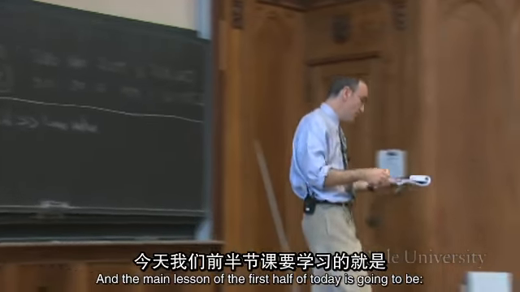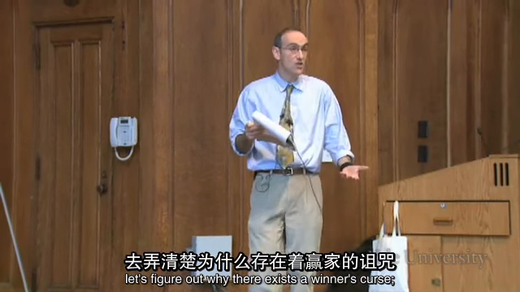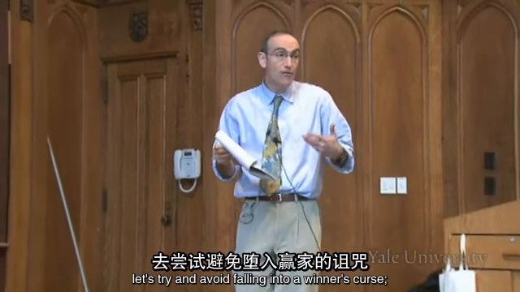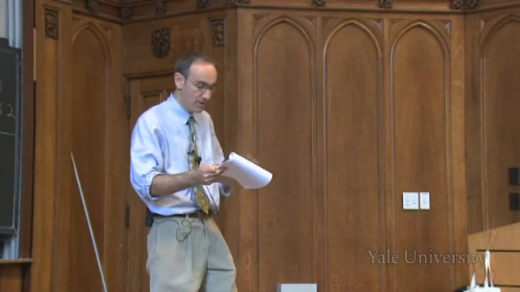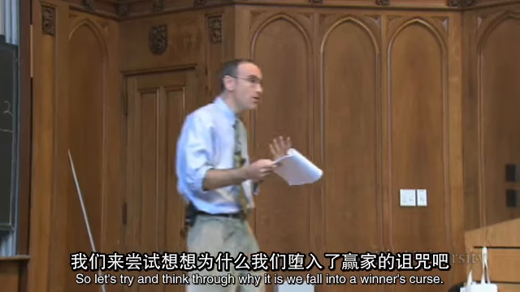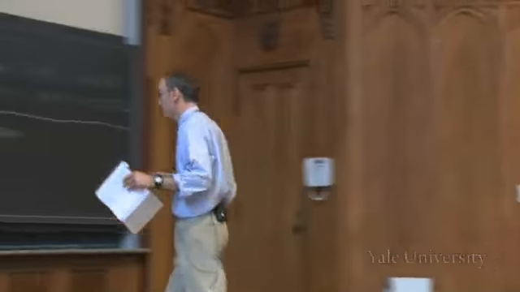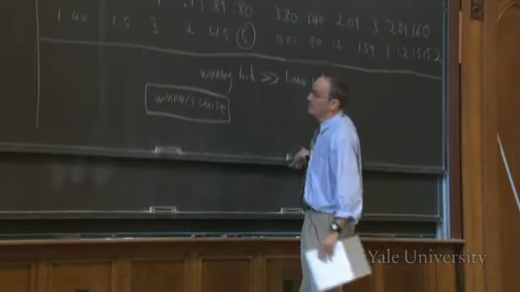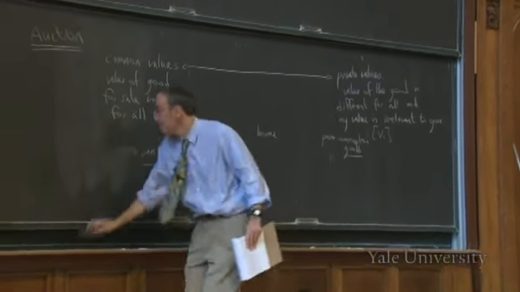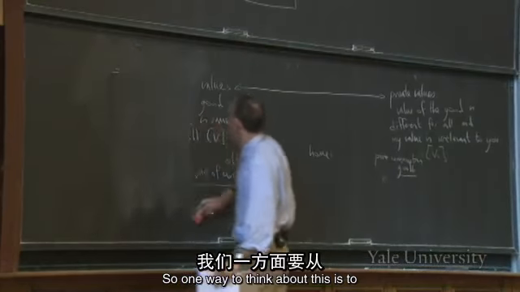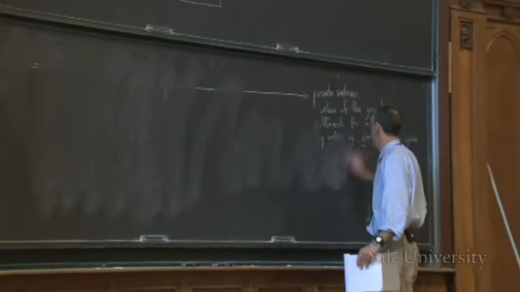And the main lesson of the first half of today is going to be, let's figure out why there exists a winner's curse, let's try and avoid falling into a winner's curse, and maybe let's even figure out how to do better. All right? So let's try and think through why it is we fall into a winner's curse. So one way to think about this is to think about naive bidding in this context.